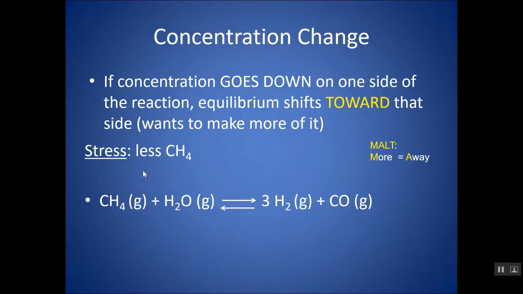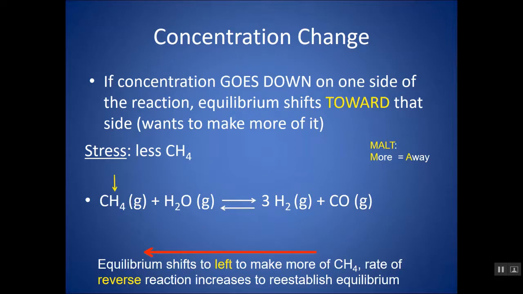What's going to happen? So if I have less CH4, less goes toward, right? The reaction is going to shift to the left, essentially to make more of it, to fill it back up, to counteract this stress. So the equilibrium will shift to the left. What does that mean if it shifts to the left? That means the reverse reaction is now going at a much faster rate than the forward.